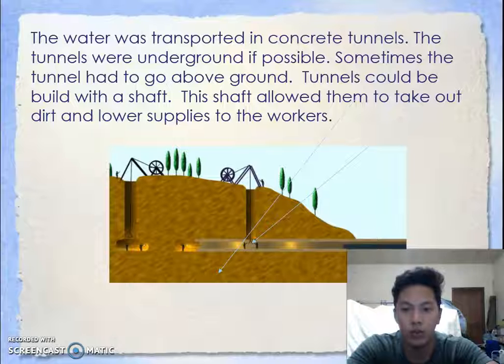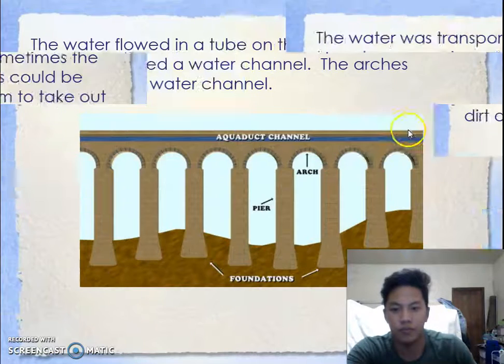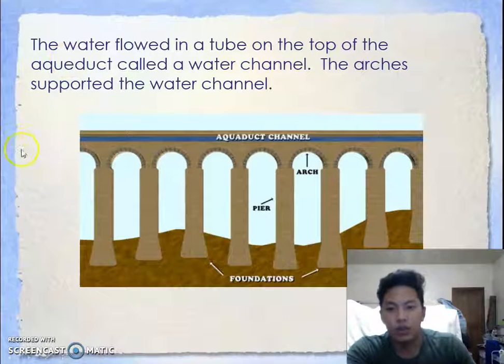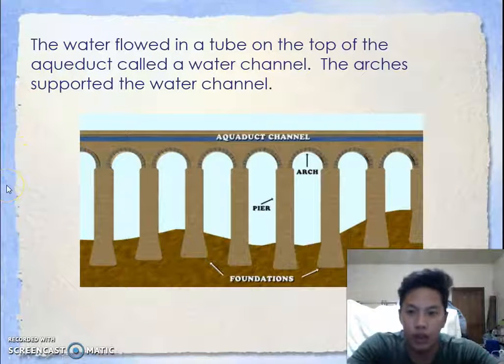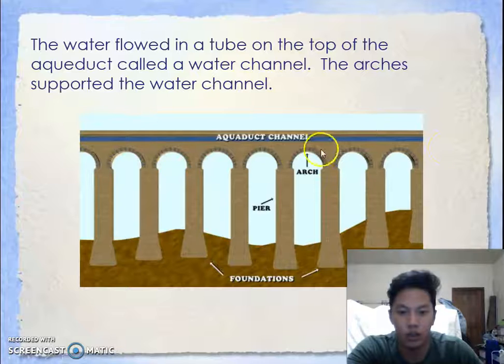The tunnels were underground if possible. Sometimes the tunnel had to go above ground. So this is the picture. This is the tunnels, and you can see the water flowed in the tube at the top of the aqueduct, called the water channel. The arches supported the water channel. This is the aqueduct channel arch, so that one is supported.